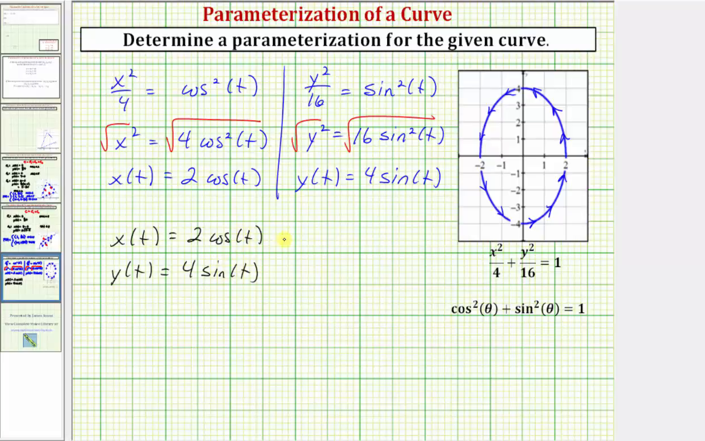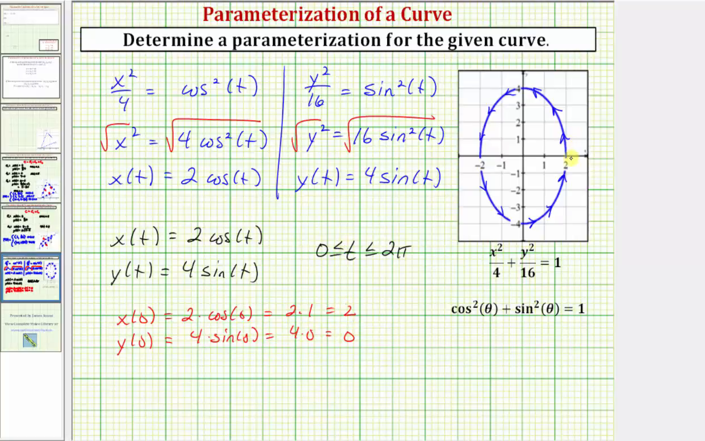To trace out the entire ellipse, t would have to be on the closed interval from 0 to 2 pi. But we still need to check the orientation. For example, at t equals, let's say, 0, x of 0 would be equal to 2 times cosine 0, which would be 2 times 1, which equals 2. And y of 0 would be equal to 4 times sine 0, which is 4 times 0, or 0.